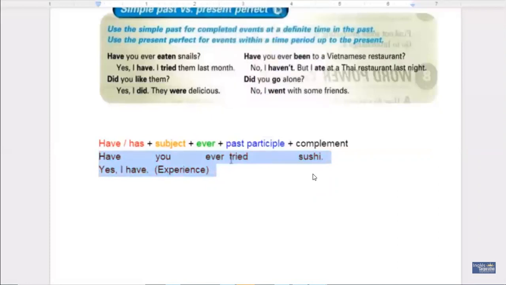So how would you tell me about that past experience? Well, have you ever tried sushi? Yes, I have. I ate sushi last month. Oh, really? And then whenever you start talking about that past experience, the next questions that will follow will be in the simple past.